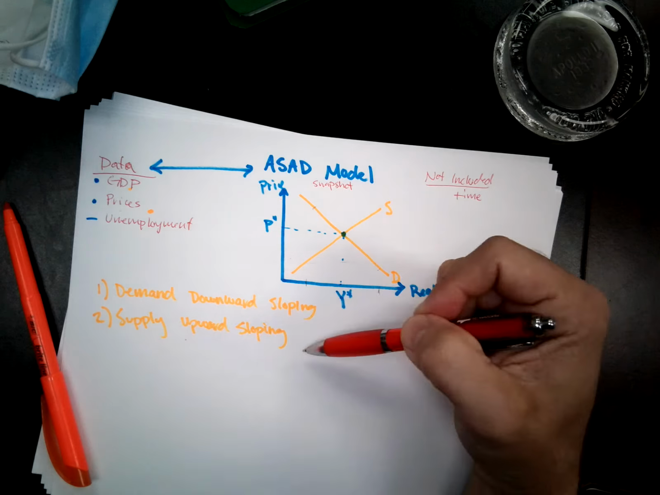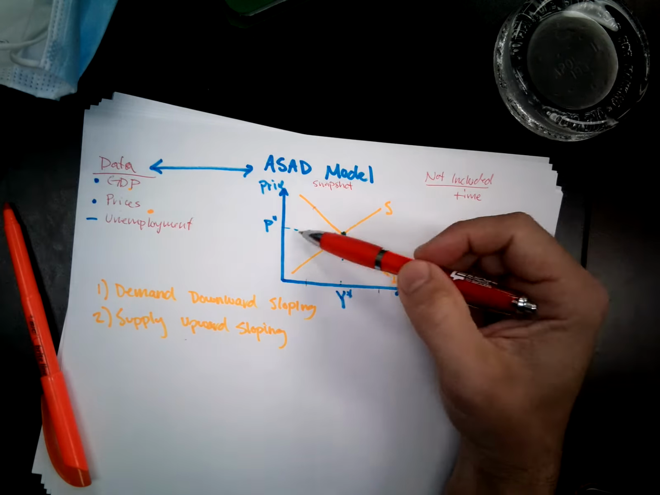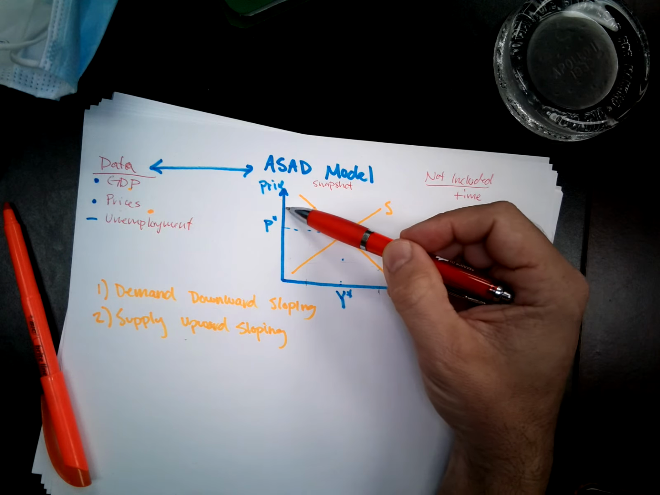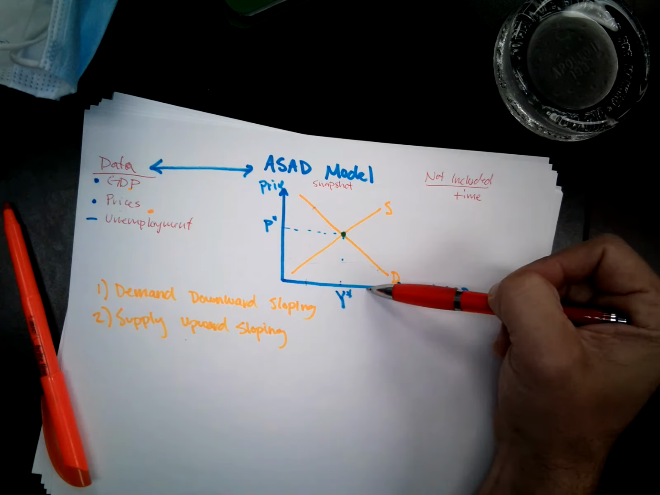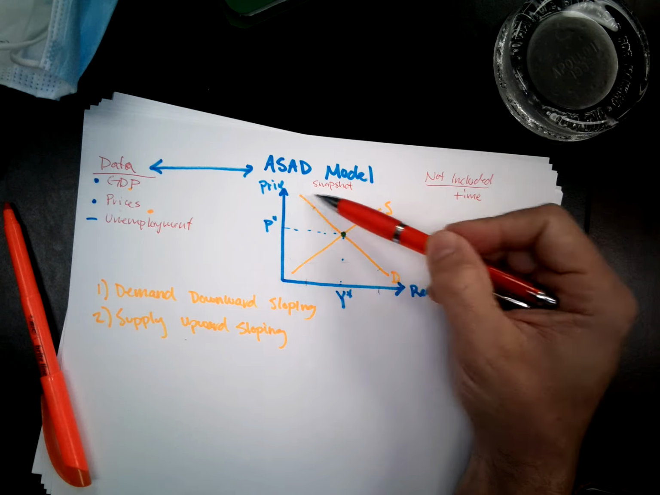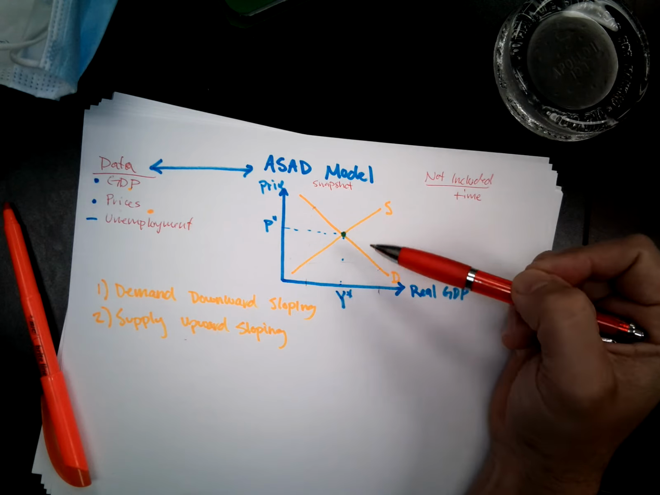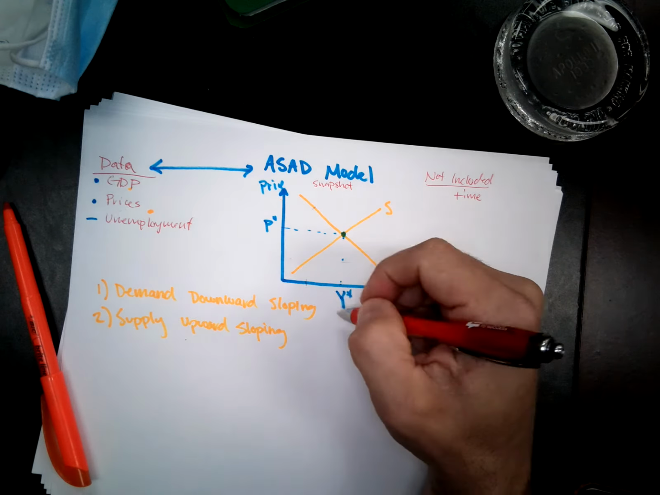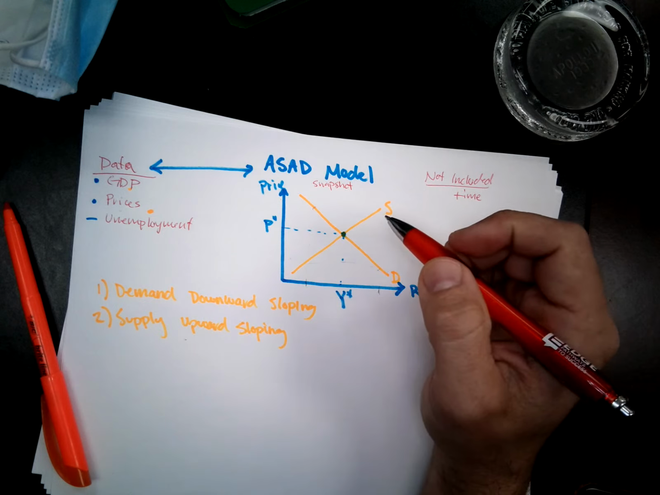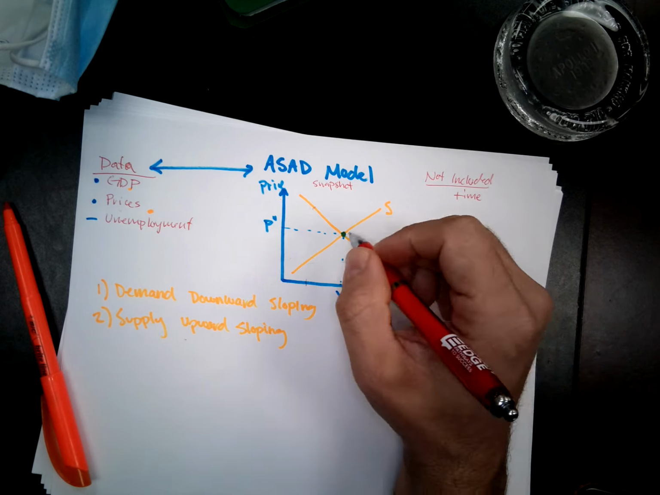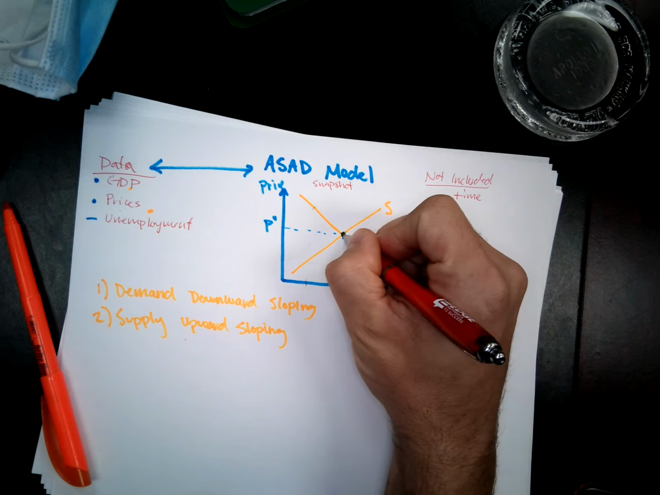Why is supply upward sloping? Well, think about, when the prices are higher, firms are willing to supply more. That makes sense, right? And so there's some just general intuition. Again, we get into this more in microeconomics, but the point is that what we're trying to explain is this equilibrium.